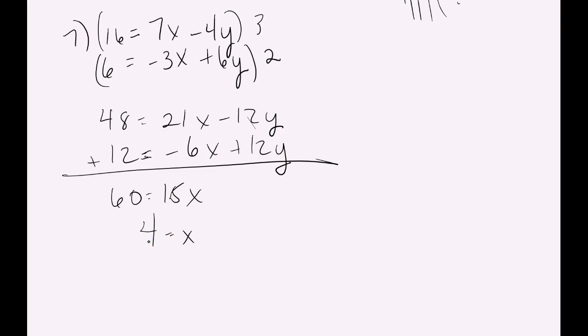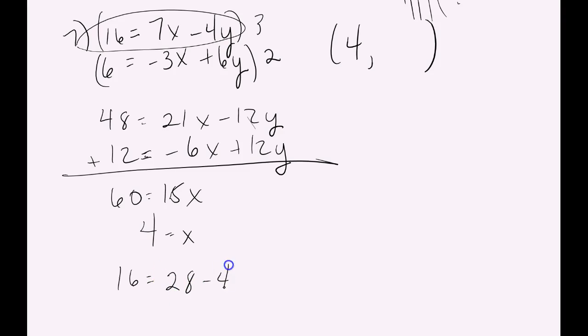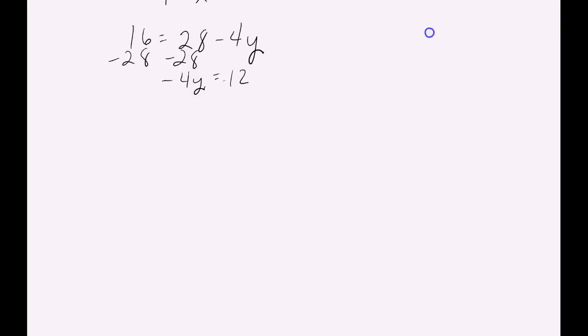Yes. Okay. And now what? Okay, the x is 4. Now we need the y. So to get the y, I'm going to go back up to something easier, like maybe up here. So 16 equals 7 times 4 is 28 minus 4y. And I'm going to solve for it this way, right? So negative 4y equals, what's the difference there? 12? Negative 12. So y is 3. And if you want to check your answer, just plug both of them back in up here. You can plug it in and just make sure you did it right. Okay, that's number 7. Number 8.